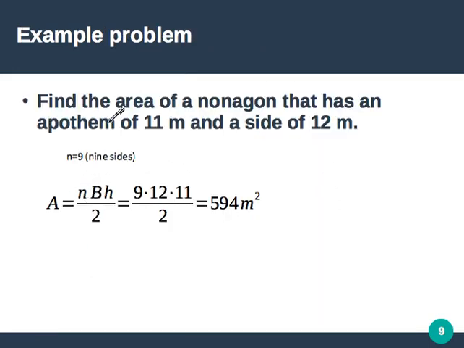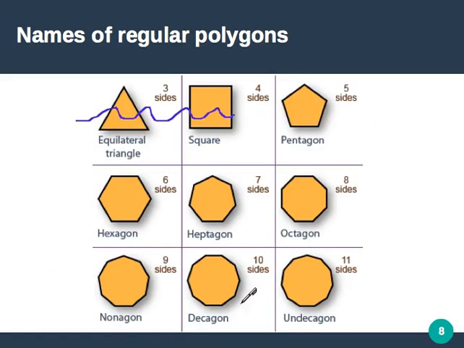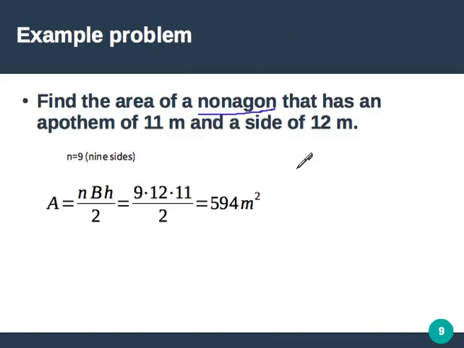It says find the area of a nonagon. Nonagon, what is that? It says that it has 9 sides, an apothem of 11 meters, and a side of 12 meters. So there you go, it's going to be 9 sides. The n is going to be 9. The base, as it says here, is the length of the side, which is 12. And then the apothem is 11. Multiply all of that, divide by 2, and then you're done.